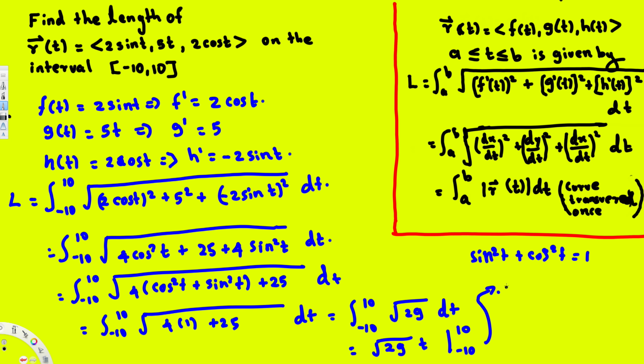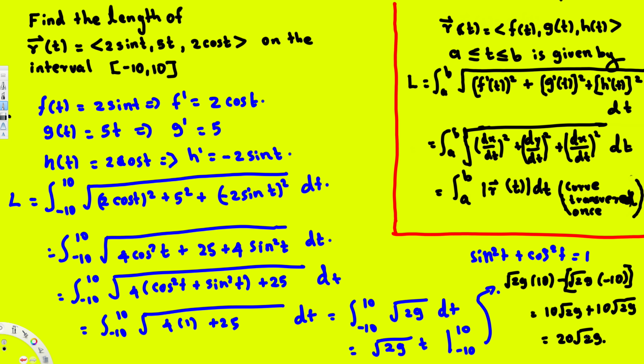Okay, so here we have square root of 29 and the upper limit is 10, so let's plug 10 right here, minus square root of 29, lower limit is negative 10, so we multiply this one by negative 10. So let's put another bracket right here, and this negative makes this one positive, so we are going to have 10 root 29 plus 10 root 29, and that's going to give us 20 root 29, and that's going to be the arc length.